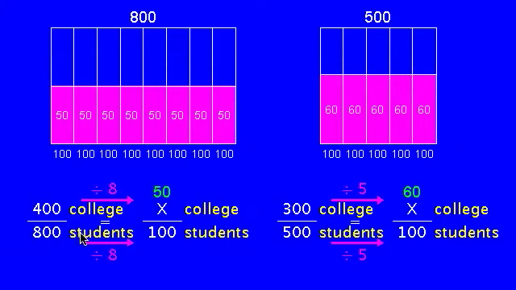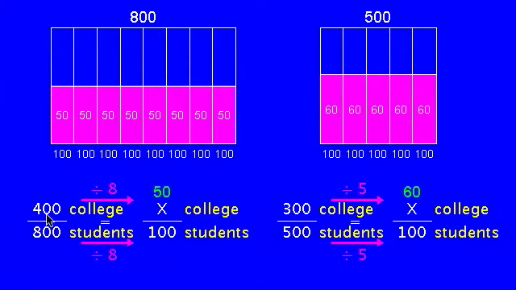So percents standardize the fraction. So we're talking about which part of the whole school went on to college. Well, percents standardize it to a fraction out of 100. So these are like equivalent fractions. So here we could divide top and bottom by 8. So we're dividing the 800 students into groups of 100.